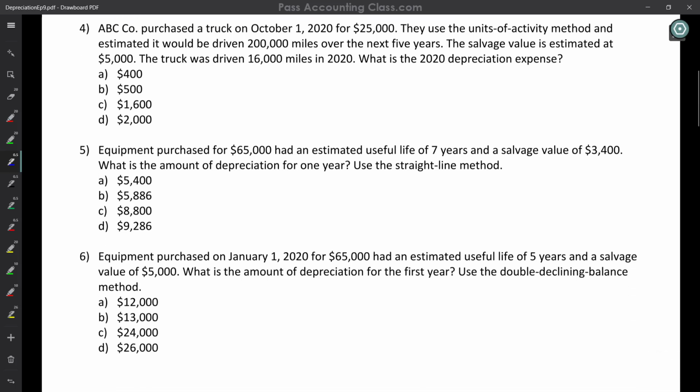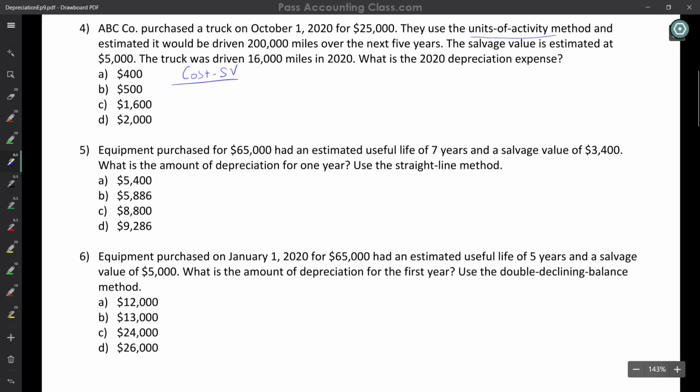For question 4, it says ABC Co. purchased a truck on October 1st, 2020 for $25,000. They used the units of activity method and estimated it would be driven 200,000 miles over the next 5 years. The salvage value is estimated at $5,000. The truck was driven 16,000 miles in 2020. What is the 2020 depreciation expense? $400, $500, $1,600, or $2,000.